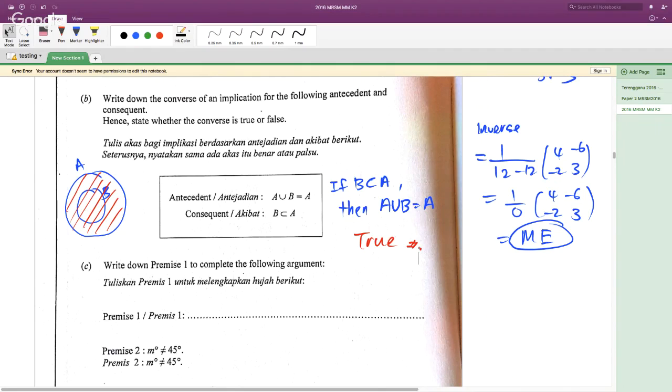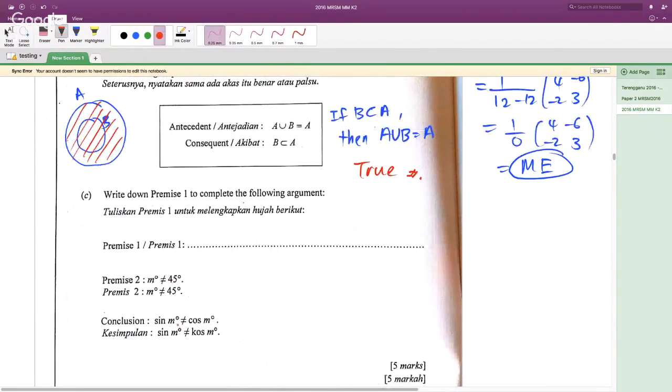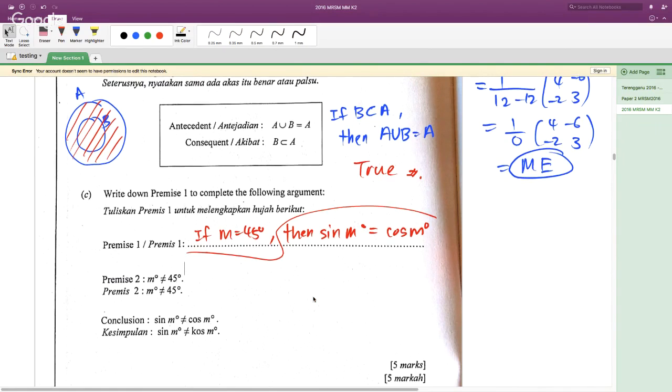Okay, let me move on to the next one. The previous statement says if the angle M is not 45, then sin M is not equal to cos M. So the converse: if M equals 45, then sin M equals cos M. Sin 45 equals cos 45, both are 0.7071. So if M is not equal to 45, sin M is definitely not equal to cos M. It makes sense. Or you can flip it over to check. It's just 2 marks over here.